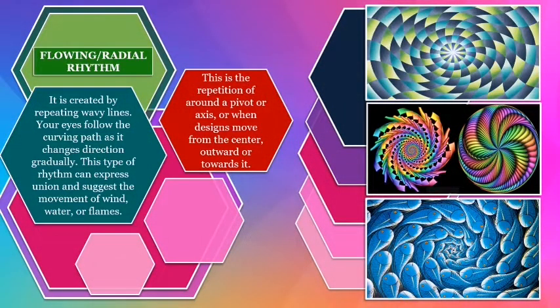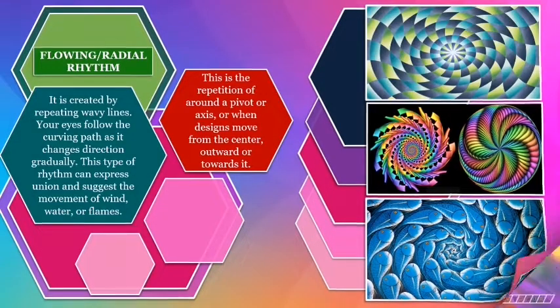Flowing or radial rhythm. It is created by repeating wavy lines. Your eyes follow the curving path as it changes direction gradually. This type of rhythm can express union and suggest the movement of wind, water, or flames. This is the repetition around a pivot or axis, or when designs move from the center outward or towards it.